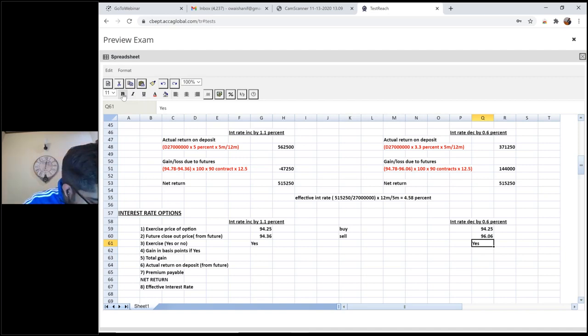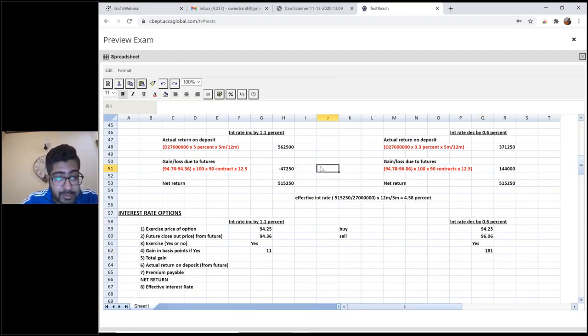Then you need to write gain in basis points if yes. So the gain is 94.36 minus 94.25, 0.11. So 0.11 means 11 basis points. And here the gain in basis points is 96.06 minus 94.25, 1.81. That is 1.81%, so 181 basis points.